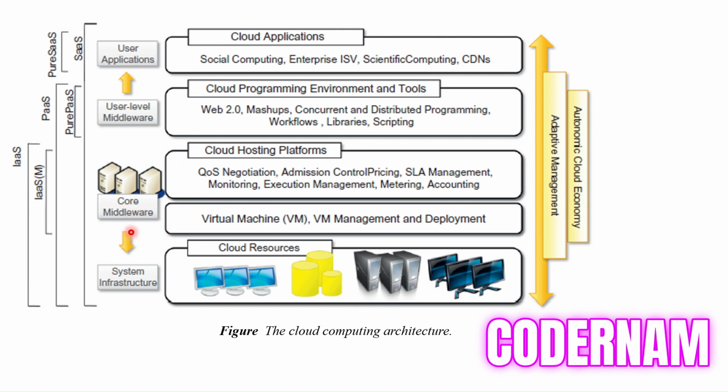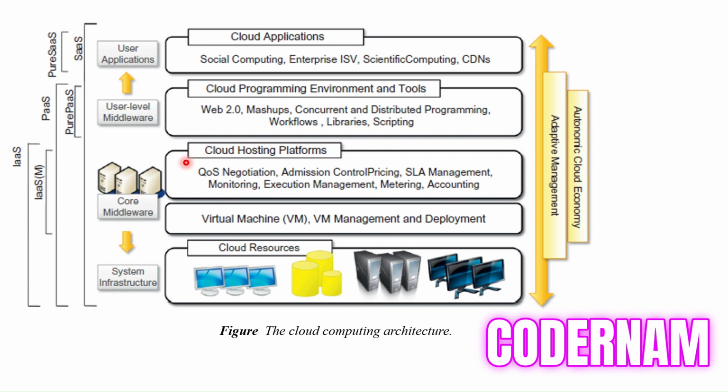Next, here comes the core middleware, that is the virtualization layer. This handles the virtualization and management of cloud resources. So, there are virtual machines that provide the isolation and scalability for multiple tenants. So, next, there is the VM management and deployment. It is a tool that facilitates resource allocation and monitoring. This layer abstracts the physical infrastructure, making resources available on demand.